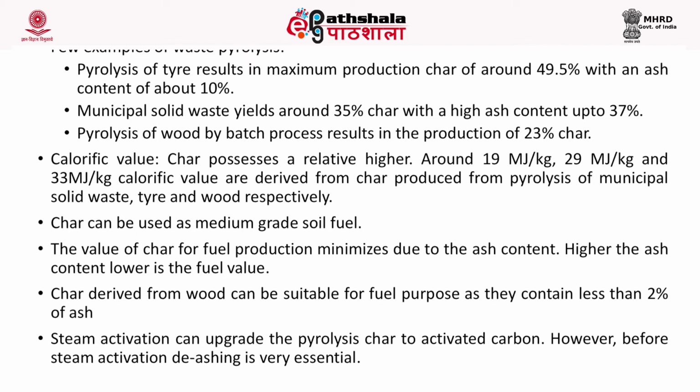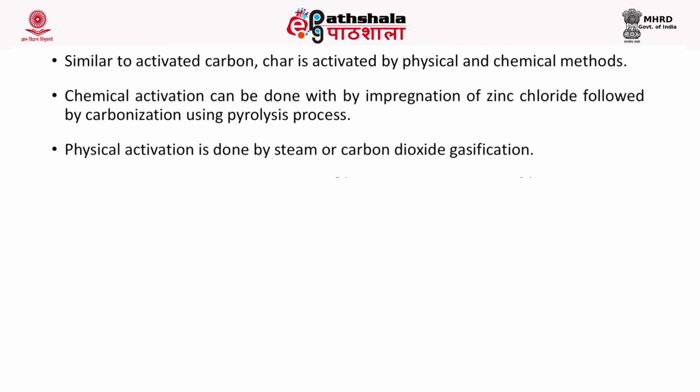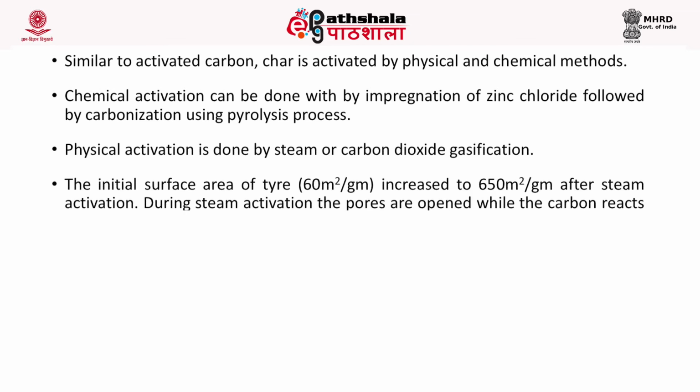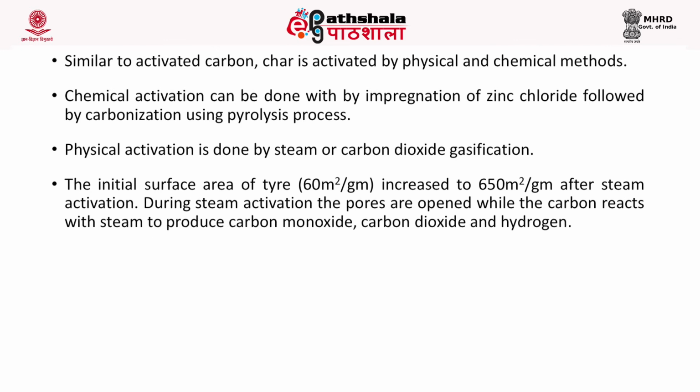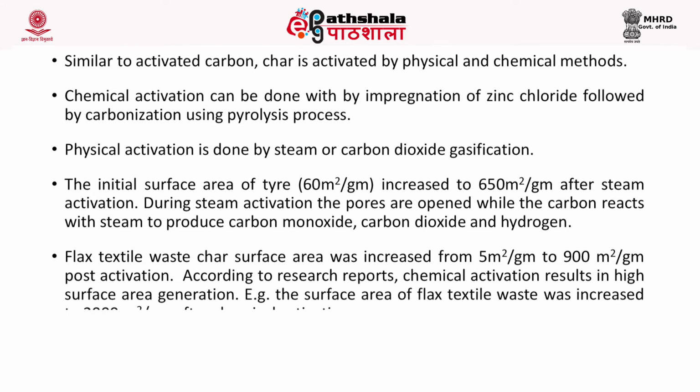Steam activation: the char that is produced should be activated. Steam activation can upgrade the pyrolysis char to activated carbon. However, before you do the steam activation, de-ashing is very essential. Similar to activated carbon, char is activated by physical and chemical methods. Chemical activation is done by impregnation of zinc chloride followed by carbonization, and physical activation is done by steam or carbon dioxide gasification. The surface area of tyre char, which is around 60 meters squared per gram, can be increased up to 650 meters squared per gram after steam activation.